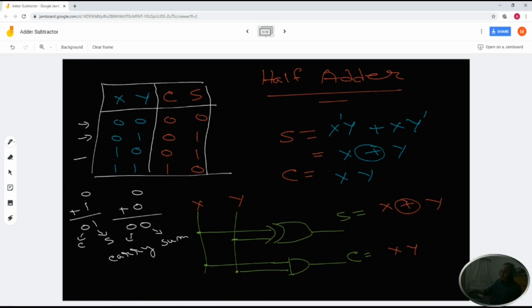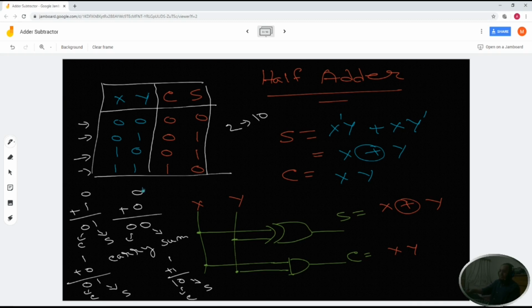For the third pattern we will get the output as 0 1, where this 0 is carry and this 1 is sum. For the last pattern the result of the addition will be 1 0, because we know for binary numbers if we get the result as 2 in decimal form, this is 1 0 in binary form. That's why we will get 1 0 for the fourth pattern, and in this case 0 is the sum and 1 is the carry.